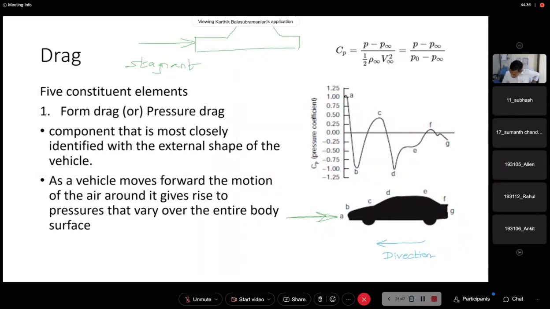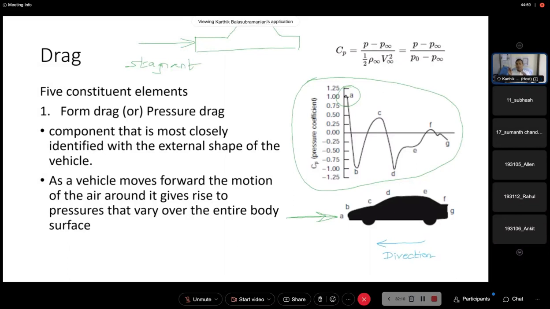So you see this diagram here. Are you guys able to see the diagram here? The coefficient of pressure versus the location. This is the location on the vehicle, the x-axis. So at point A, you see the coefficient of pressure is very high because moving air comes to rest in that place, correct?